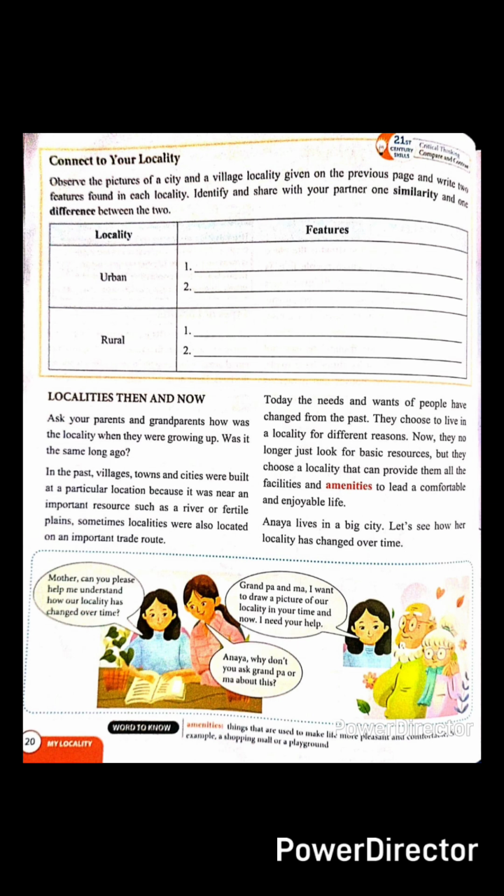Localities then and now. Ask your parents and grandparents how was the locality when they were growing up. Was it the same long ago? In the past, villages, towns, cities were built at a particular location because it was near an important resource such as river or fertile plains. Sometimes localities were also located on an important trade route. Trade routes refers to historical pathways over land and water to transfer and exchange of raw material, goods, and services.